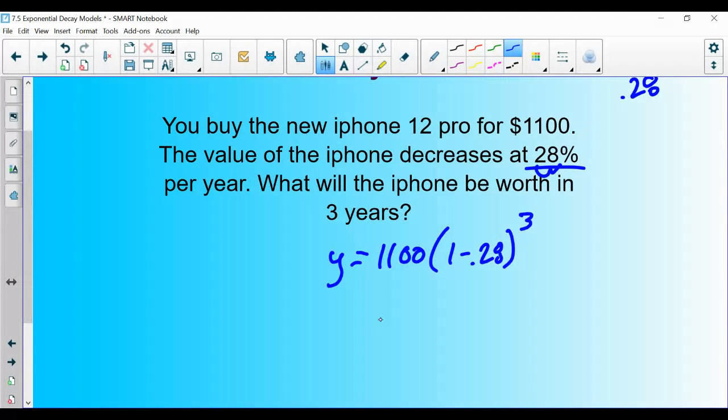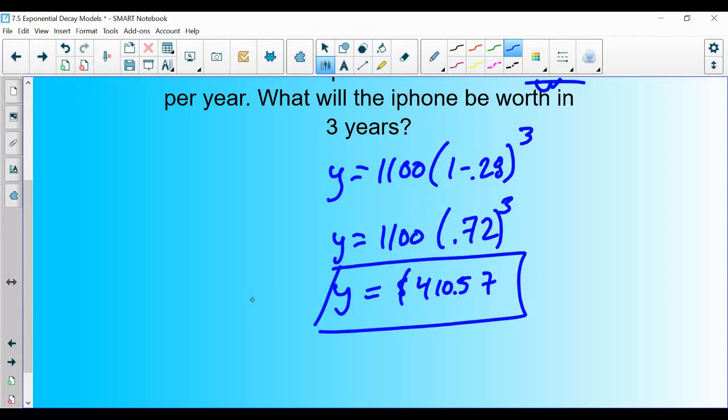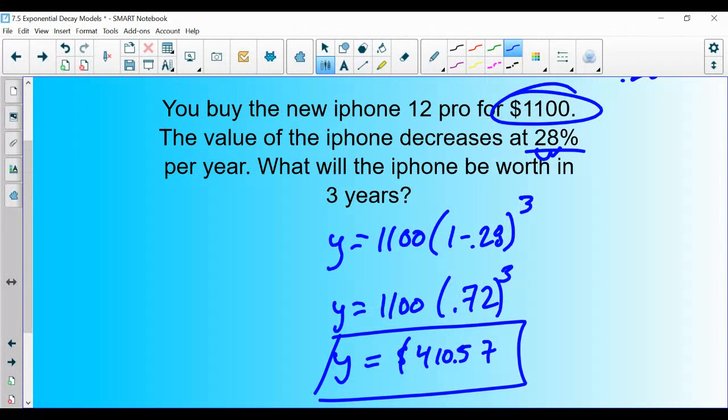We can simplify in the parentheses. We would get y is equal to 1,100 times 0.72 to the third power. And our calculator will be able to handle this all in one line, at least most of the calculators, if we're using the level that I recommended at the beginning of the year. We can type in 1,100 times 0.72 to the third power and get $410.57. So we bought our iPhone for $1,100. 3 years later, it is $410.57.